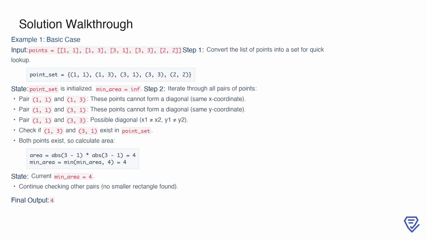diagonal. Now, we check if the other two corners of the rectangle, (1, 3) and (3, 1), exist in the point_set. Since both points are present, we calculate the area of the rectangle as abs(3-1) * abs(3-1), which equals 4. This becomes our current min_area. We continue checking other pairs of points, but no smaller rectangle is found. Therefore, the minimum area for this example is 4.